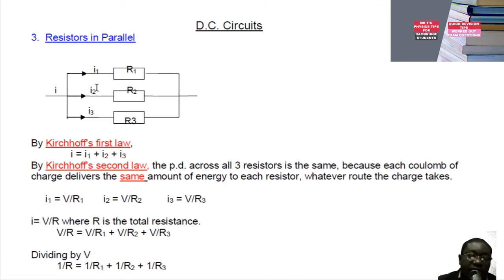So I1 is equal to V over R1 because the same V. I2 equals V over R2. I3 equals V over R3. And we know I is equal to V over the total resistance, where R is the total resistance, correct? So V over R is equal to V over R1 plus V over R2 plus V over R3. Then we divide by V both sides. You get 1 over R is equal to 1 over R1 plus 1 over R2 plus 1 over R3.